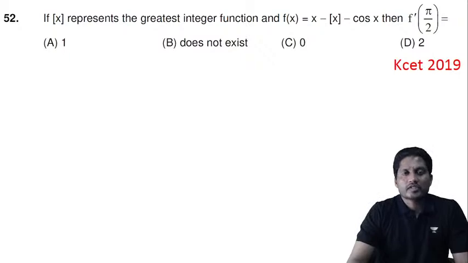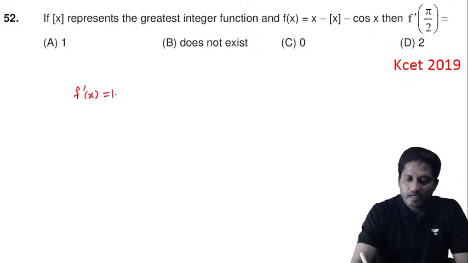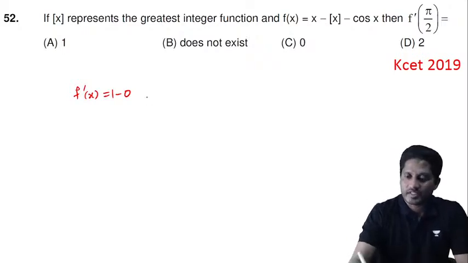Box x represents the greatest integer function. F dash of x is equal to differentiation of x, which is 1, right? And differentiation of the box is 0 because anyway that's a constant. Differentiation of minus cos is plus sine.